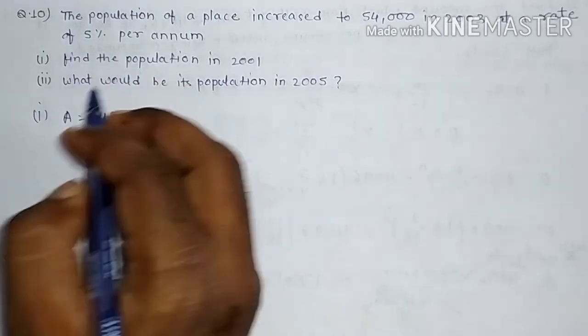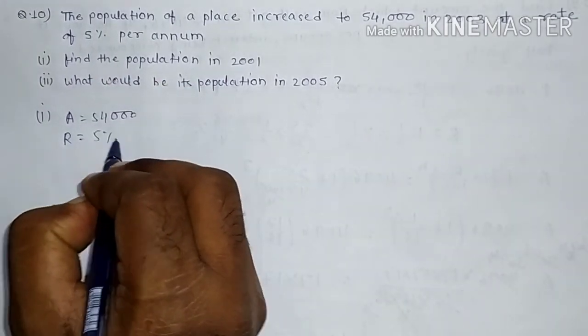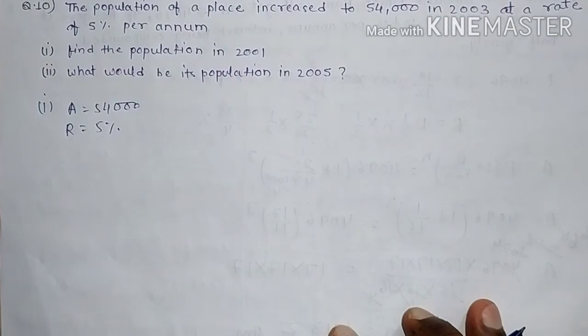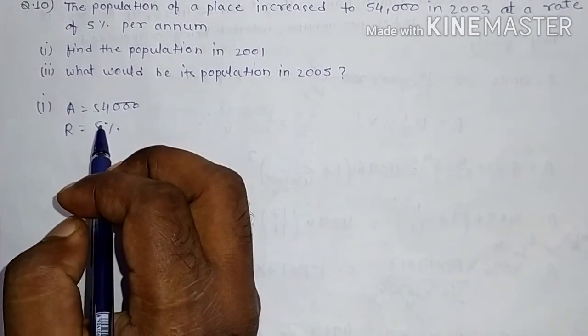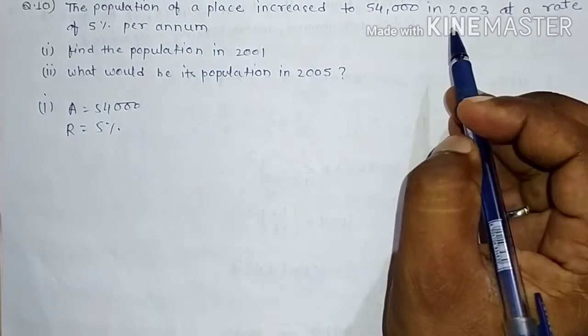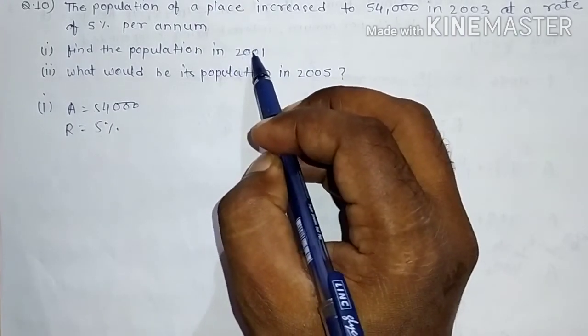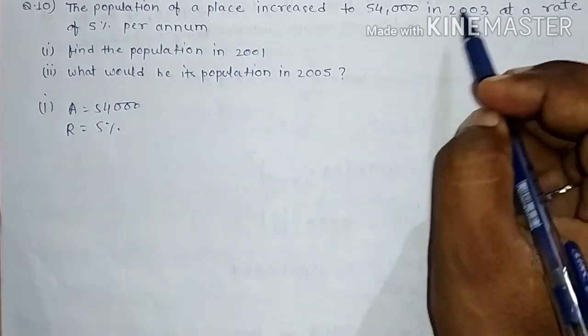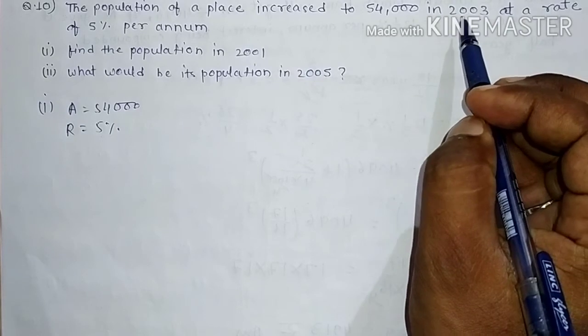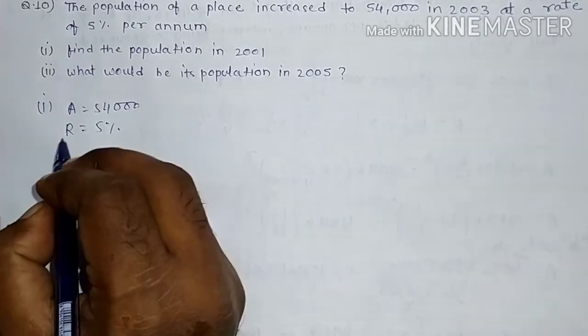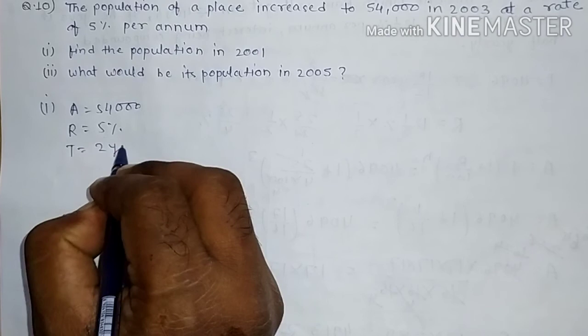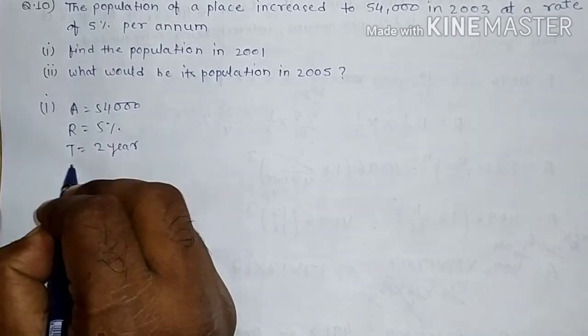So rate of interest is given, R equals to 5%, and time: 2001, 2002, 2003. That means 2 year. There are 2 year gap in time. So time equals to 2 year. And we have to find principal. Okay.